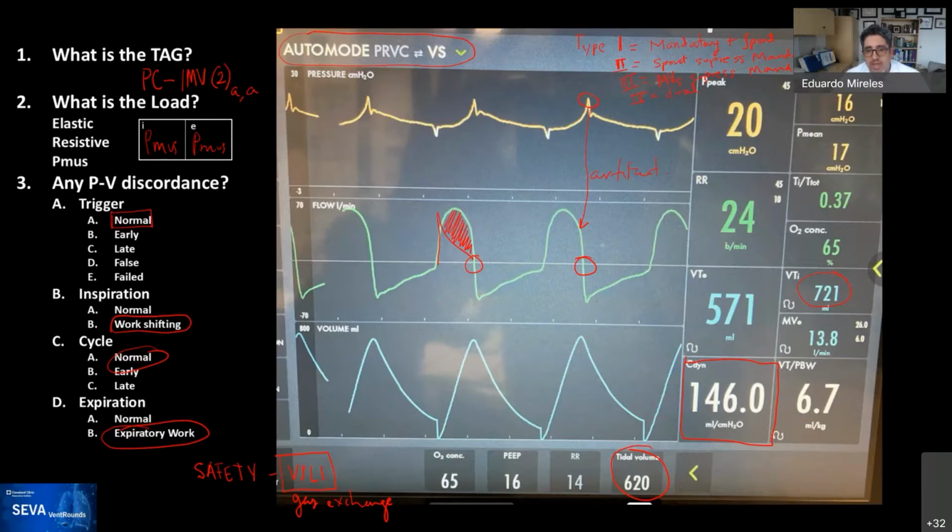So he had his spontaneous awakening trial. He was synchronous, but he was not protecting his lung. So that led to changes on where we are. I have a question about that. Yeah. Why would you think that auto mode would not be indicated just because someone is sick?